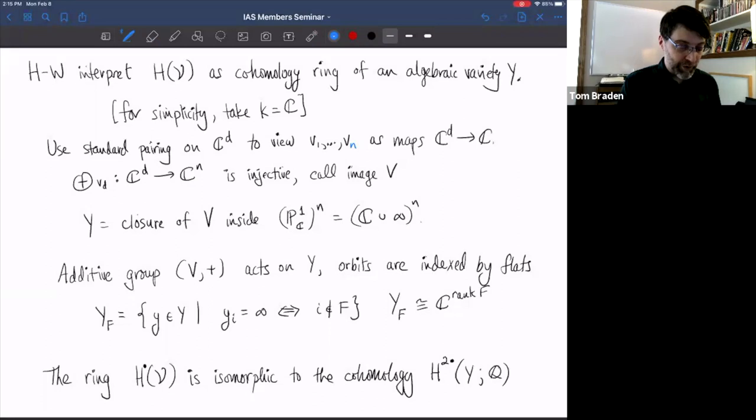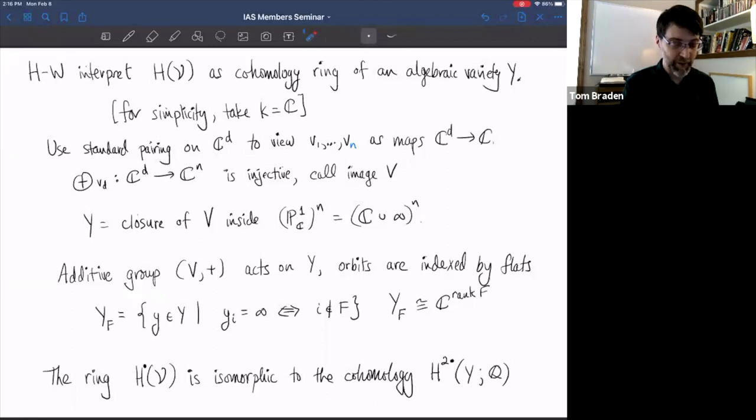And what I'll do is just take the closure of this d-dimensional vector subspace V inside the product of P^1s, (P^1)^n. So we have C^n sitting inside (P^1)^n. You just put a point at infinity in each of the coordinate directions, and then you take the closure. So this is a fairly nice variety. It's not so hard to write down equations and do all the things you want to do with it. One very nice feature it has is that it has a group acting with finitely many orbits.